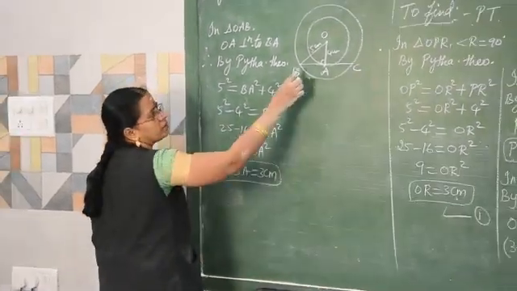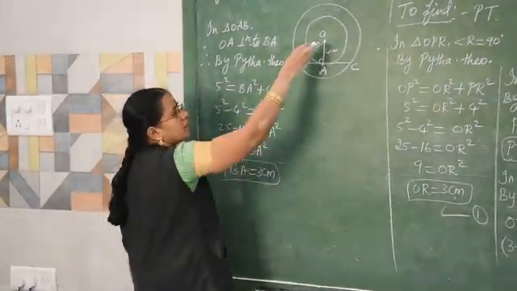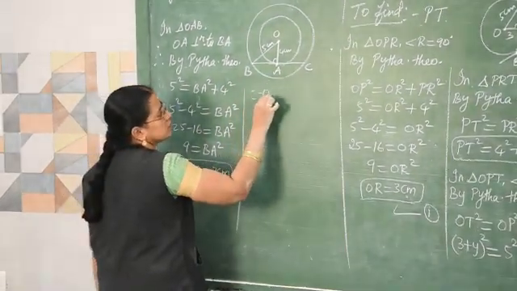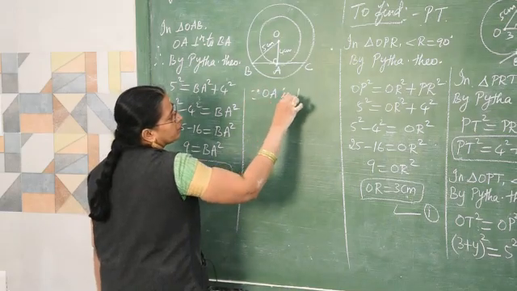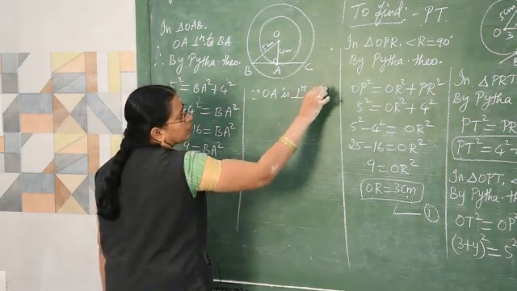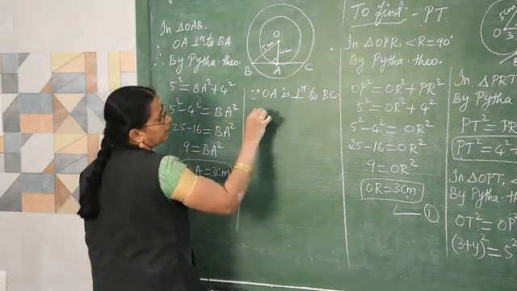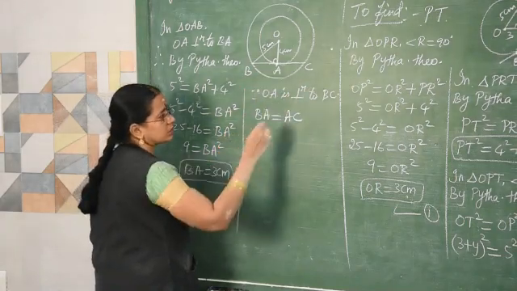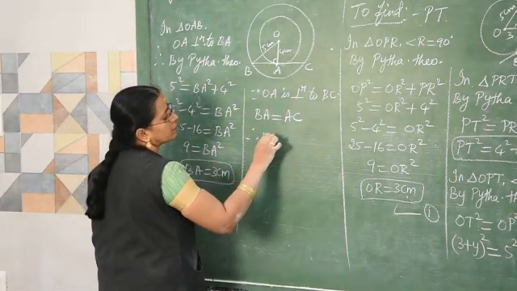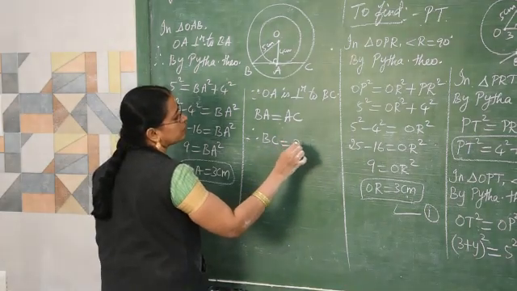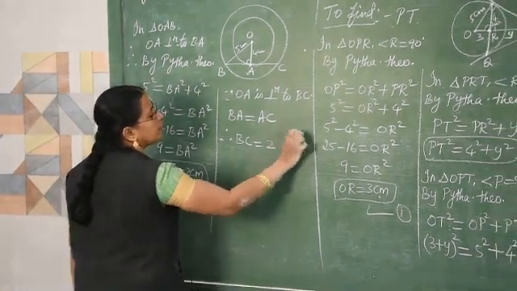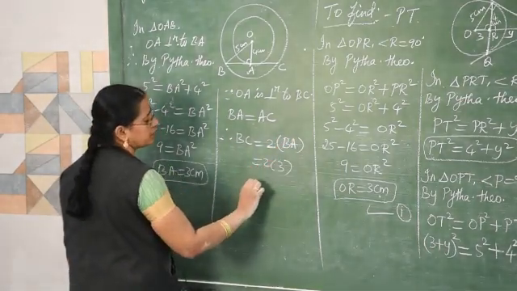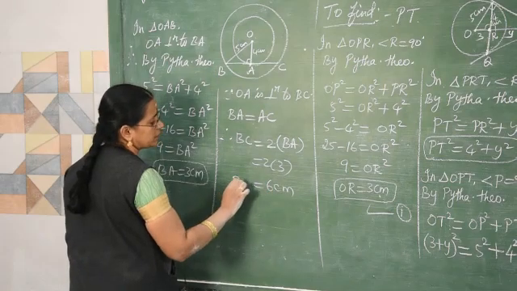So BA we got, and you know that being the perpendicular line, BA and AC are equal. Since OA is perpendicular to BC, BA equal to AC. So BA is 3 centimeter means AC also 3. Then what will be the length of BC? BC equal to twice that of BA. What is BA? 3 centimeter. So 6 centimeter is the length of BC.